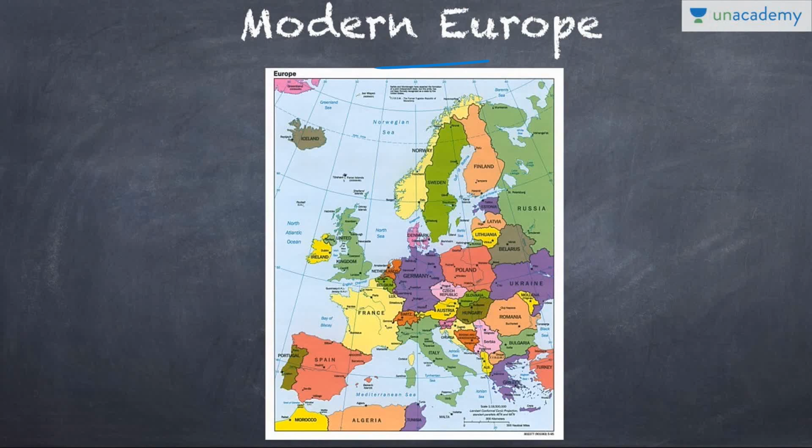This is modern Europe, as you can see, and it comprises the westernmost part of Eurasia, and it is bordered by the Atlantic Ocean to the west. This is the Arctic Ocean in the north. This is the Atlantic Ocean in the west, and it has the Mediterranean Sea in the south.